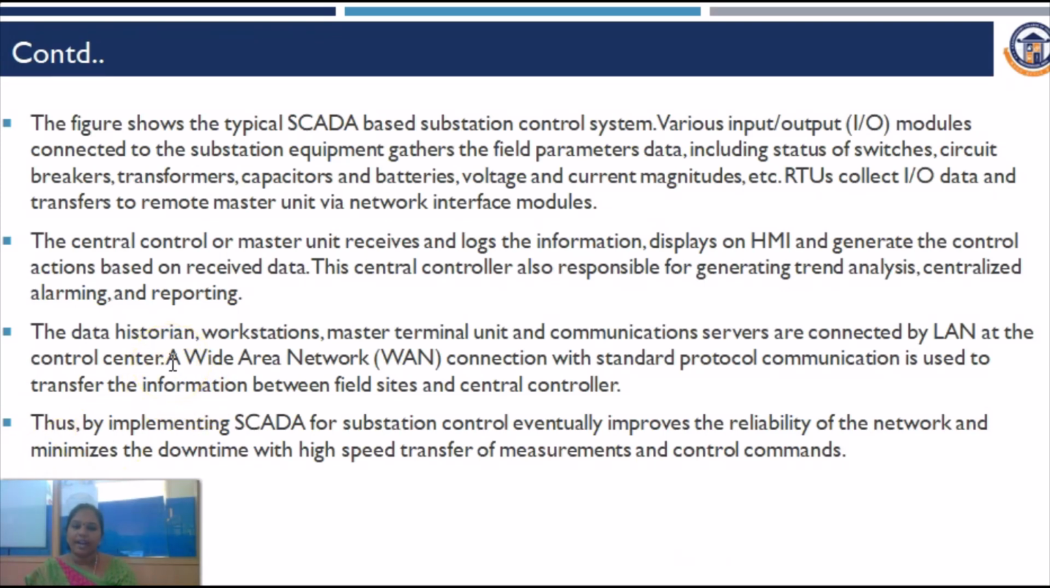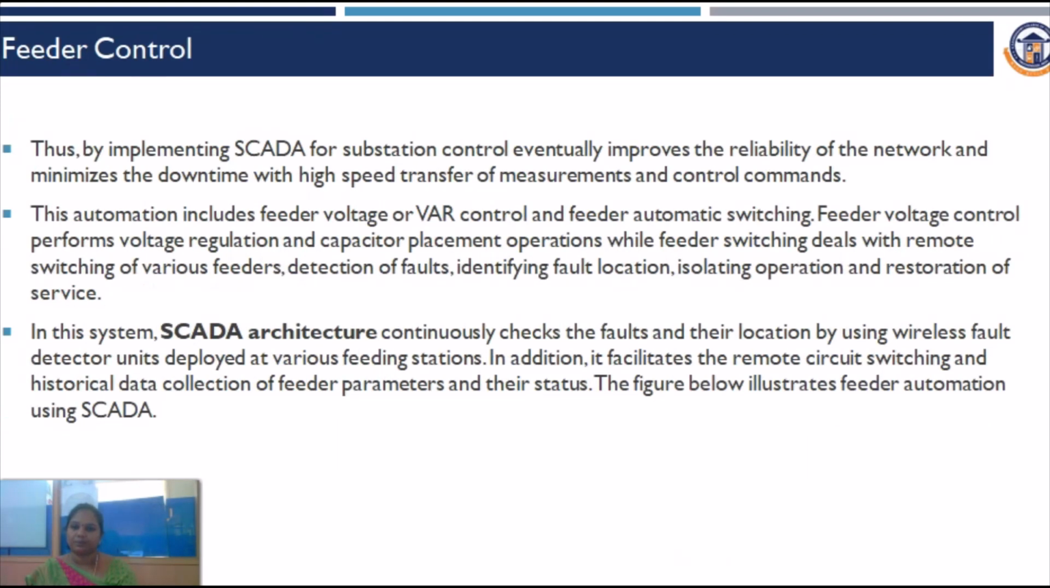The data historian, workstations, MPUs and communication servers are connected by LAN at the control center, and then we use a wide area network connection with standard protocol communication to transfer the information between field sites and the central controller. Thus, by implementing SCADA for substation control, it improves the reliability of the network and minimizes time with high-speed transfer of measurement and control signals.